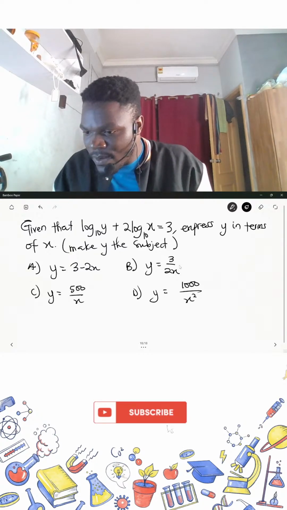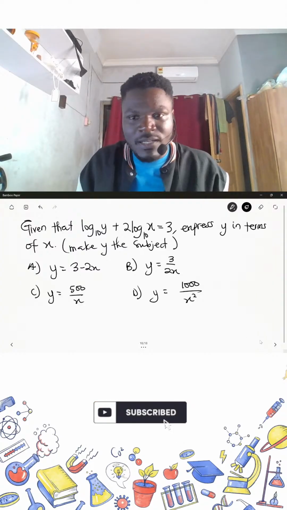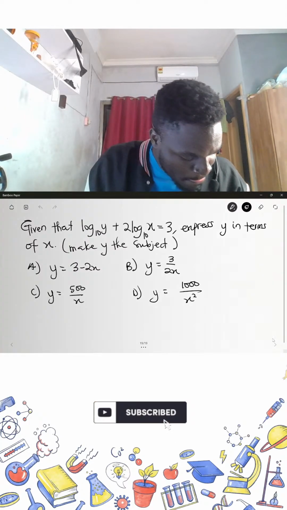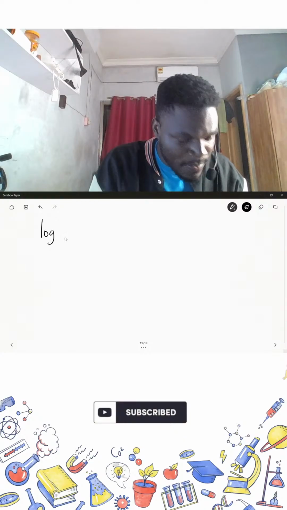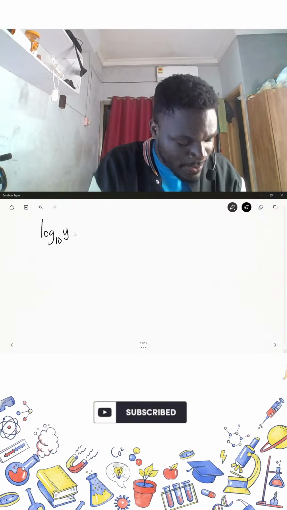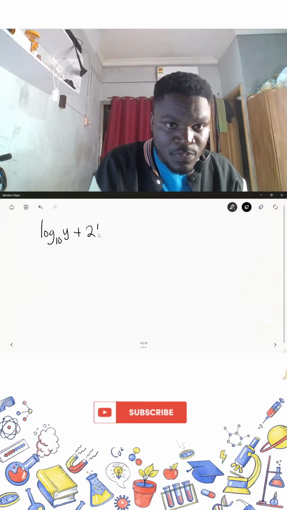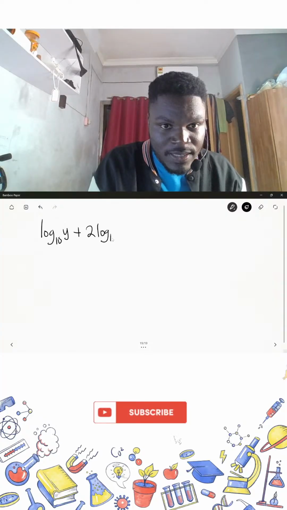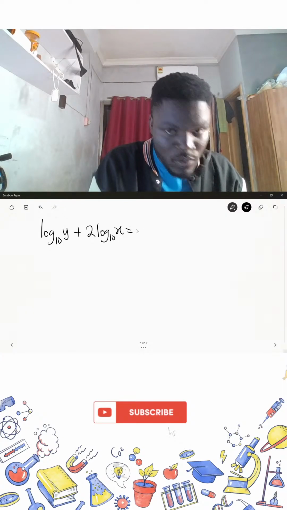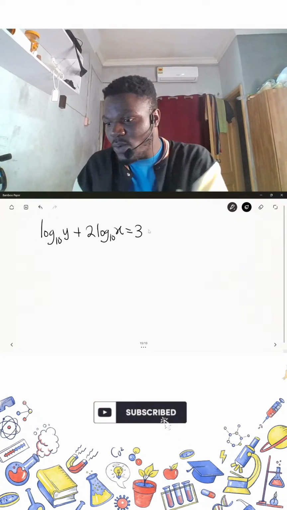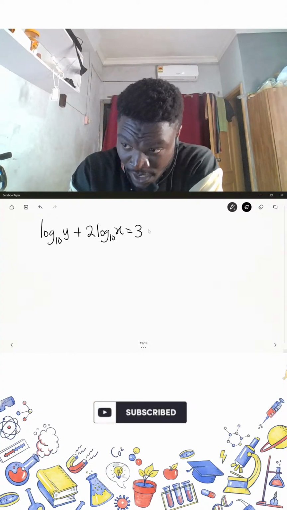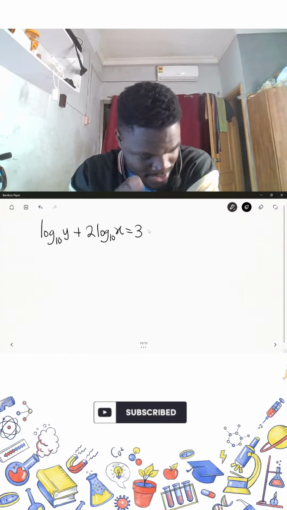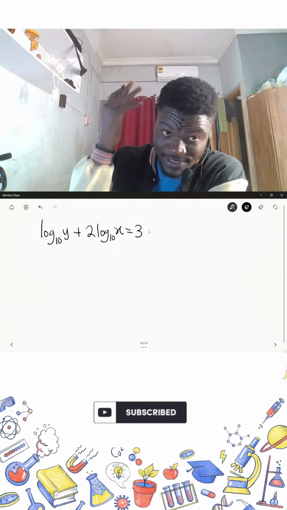All right, so let's look at the solution to the problem. This is what we have: log base 10 y plus 2 log base 10 x is equal to 3. So here what we do, okay, Colina is also saying D, Suleiman is also saying D, everybody is saying D. So yes, let's look at the answer.